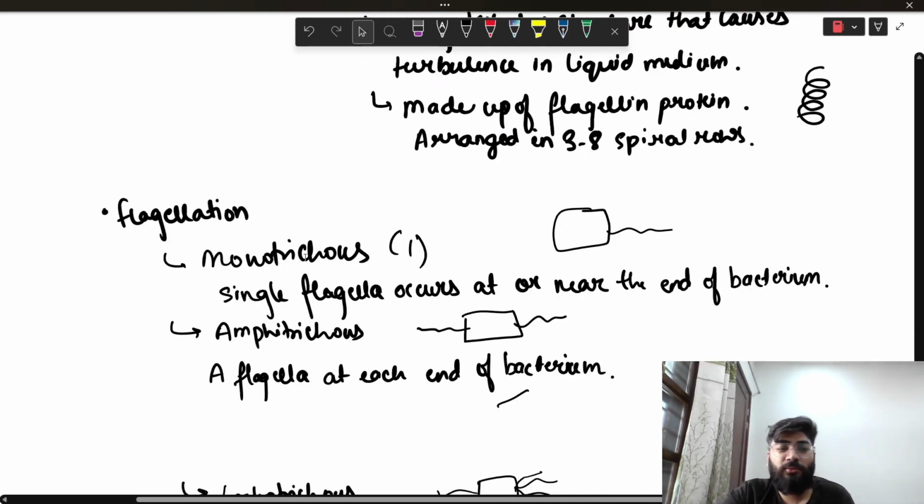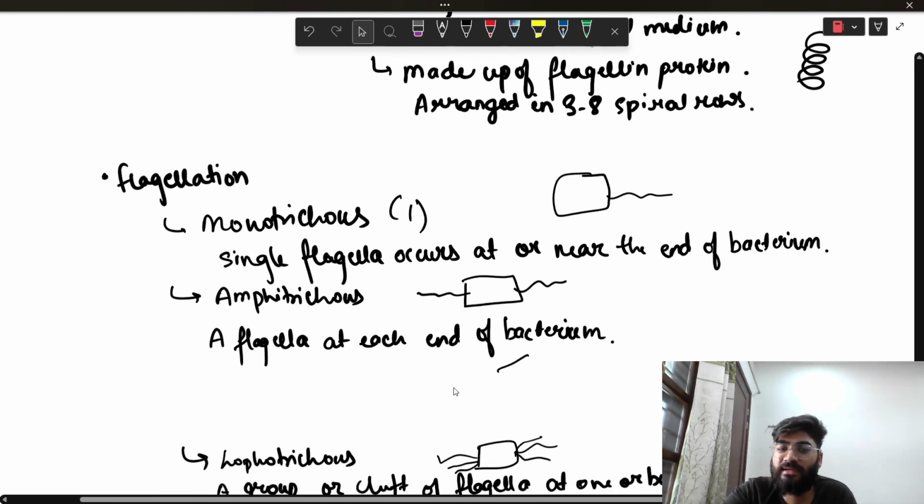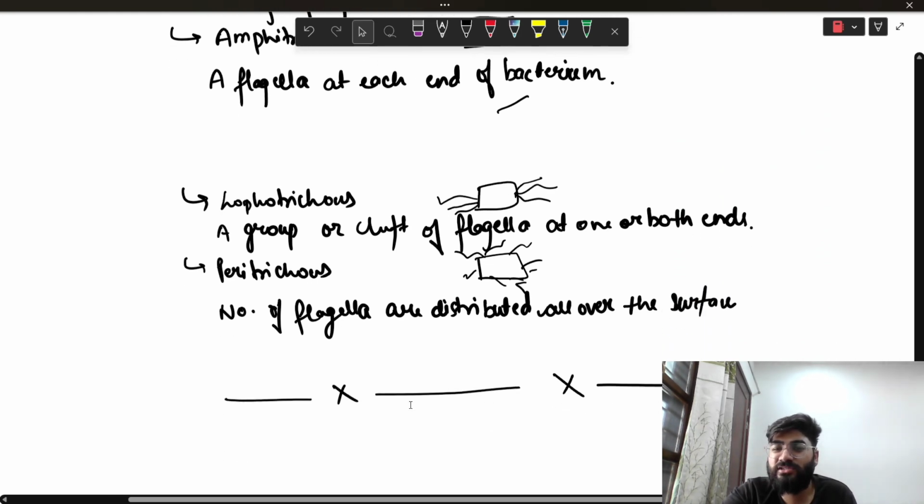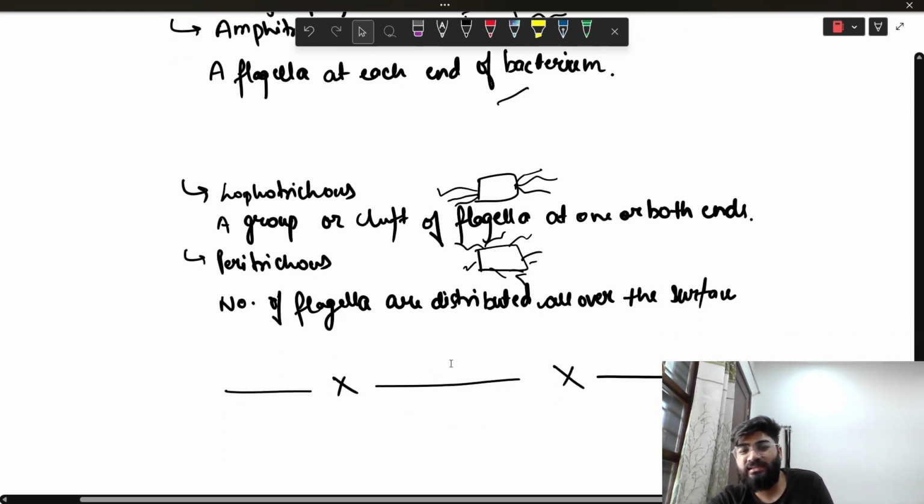Then we talked about flagellation earlier. We are going to look at that again. One type of bacteria is monotrichous: a single flagellum occurs at or near the end of the bacterium. Amphitrichous: a flagellum at each end of the bacterium. Lophotrichous: a group or cluster of flagella at one or both ends. Then we have peritrichous: a number of flagella distributed all over the surface. This is the flagellation we have discussed earlier, so I just thought it would be right to revise that once.